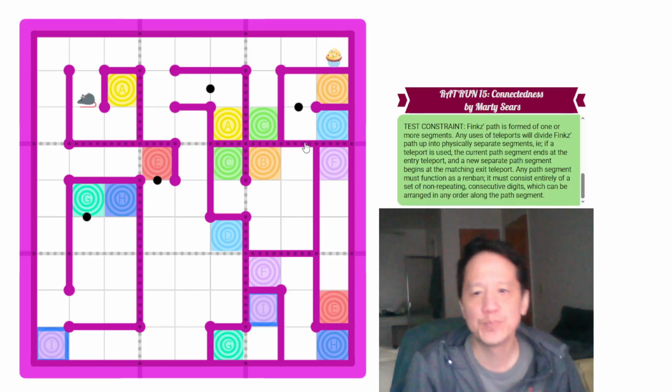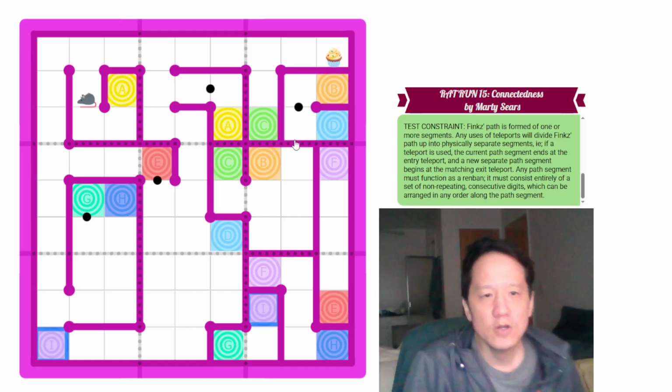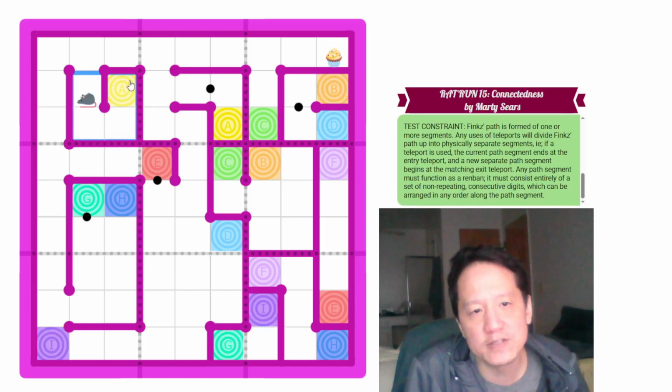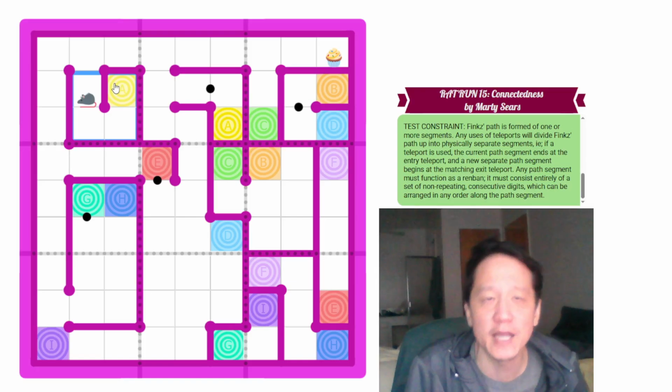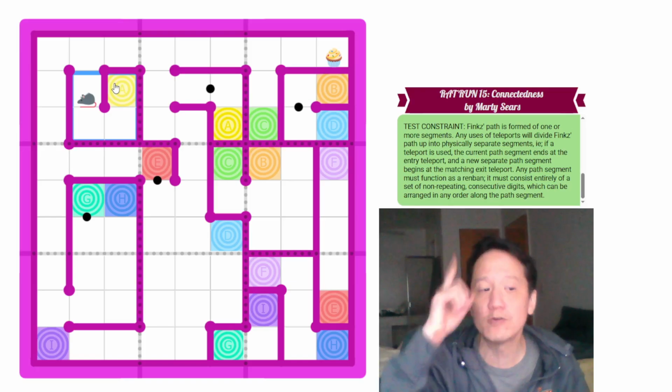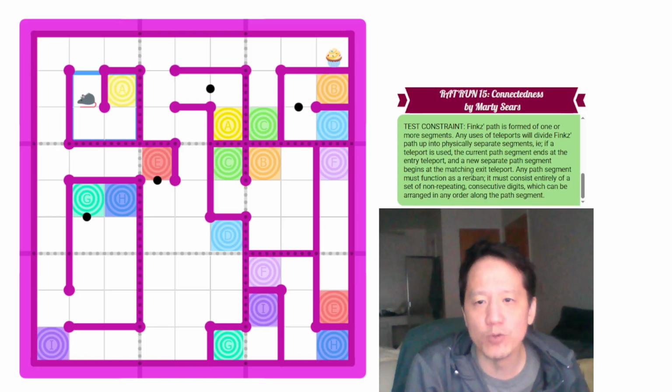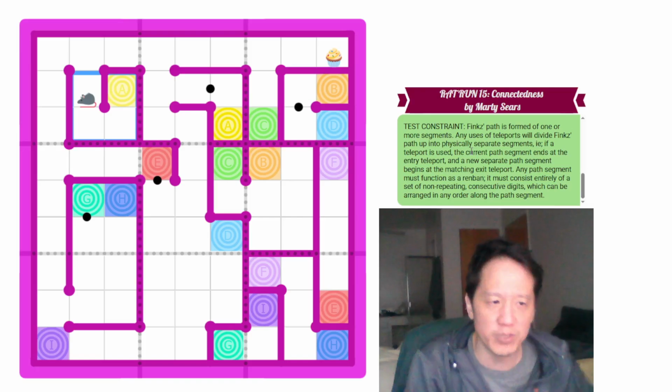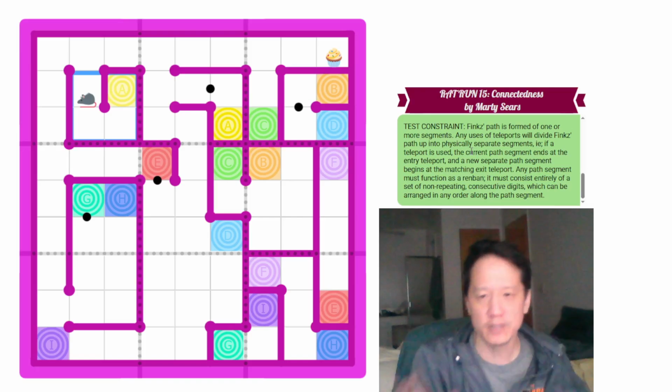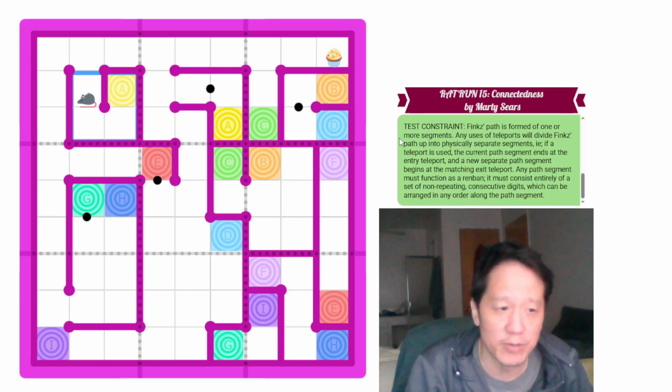Okay. So for any path segment that Finks is on, it has to be a renban line, which means it has to be a set. It must contain a set of consecutive non-repeating digits. And remember, we only have 9 digits here, so there is a constraint there. Renbans can only be 9 in length because you can't have repeats, right? That's actually probably going to be very important.